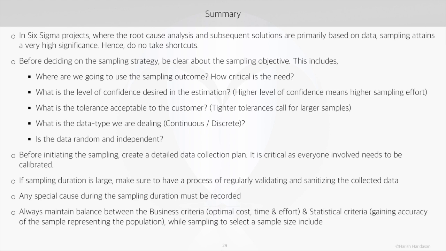And the most important aspect, always maintain balance between the business criteria and statistical criteria. For the business, optimal cost, time and effort are extremely important. Statistically, the priority is to gain an accuracy in sample representation. Now, both practically are in contradiction. Hence, the final decision must consider both aspects and a practical balance must be maintained. That's key to the success of sampling strategy.